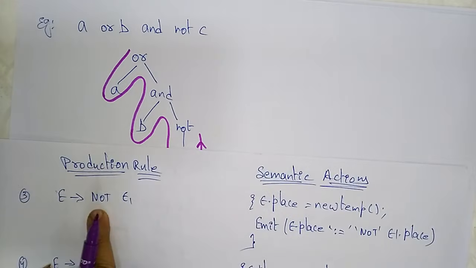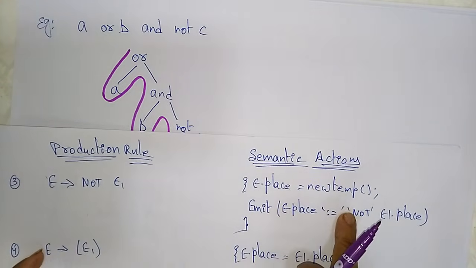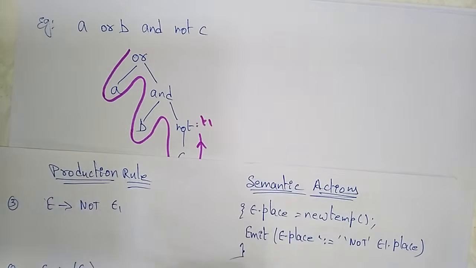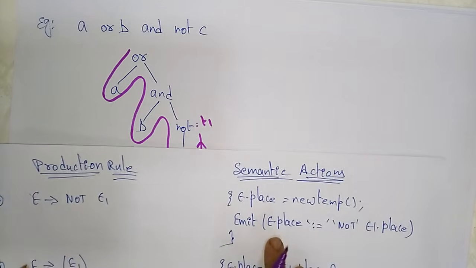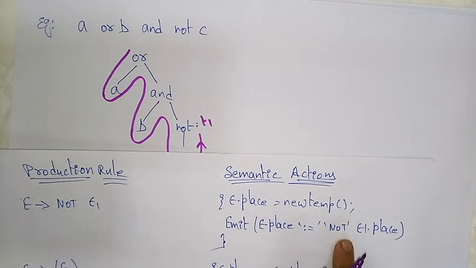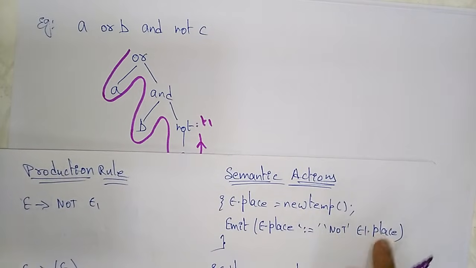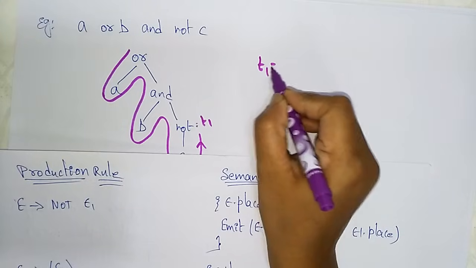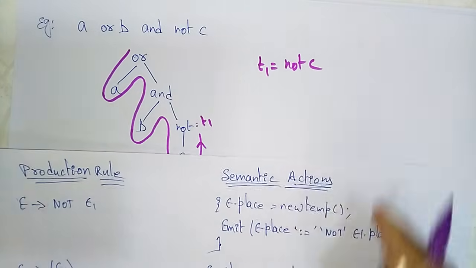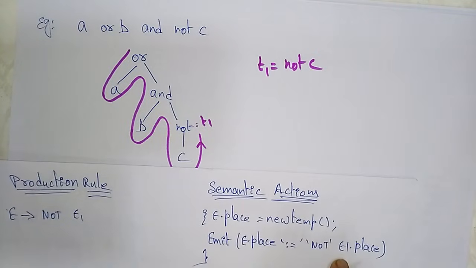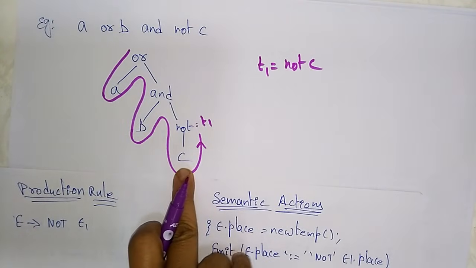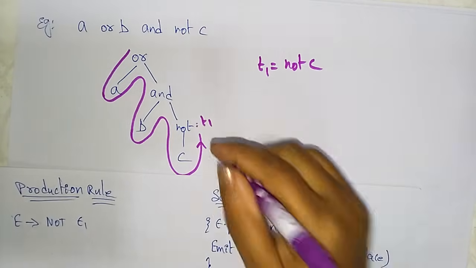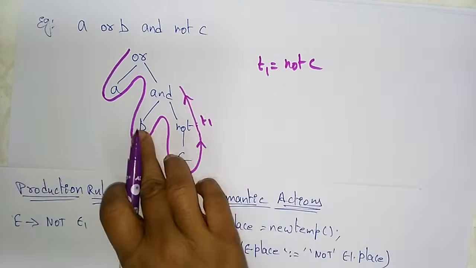So whenever the reduction is there, what is the action? E dot place is equal to new temporary variable. Means you have to assign a temporary variable. Let's take T1. And then you have to place E dot place is equal to not E1 dot place. So you have to write this step here: T1 is equal to not C. What is the E1 dot place? The value of E1 dot place is that C value. So not C.